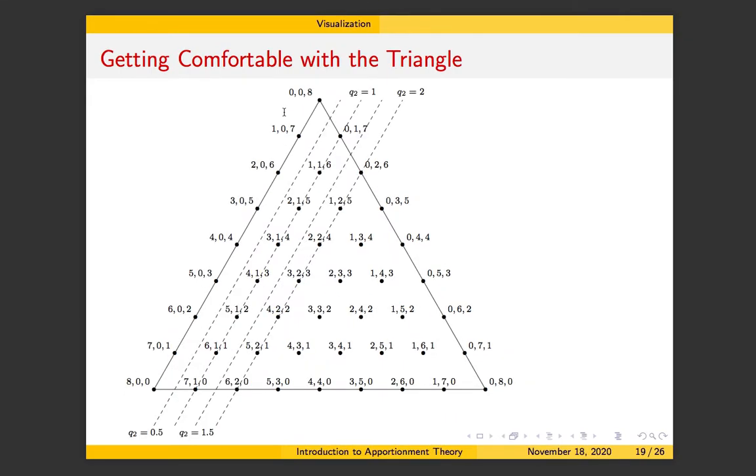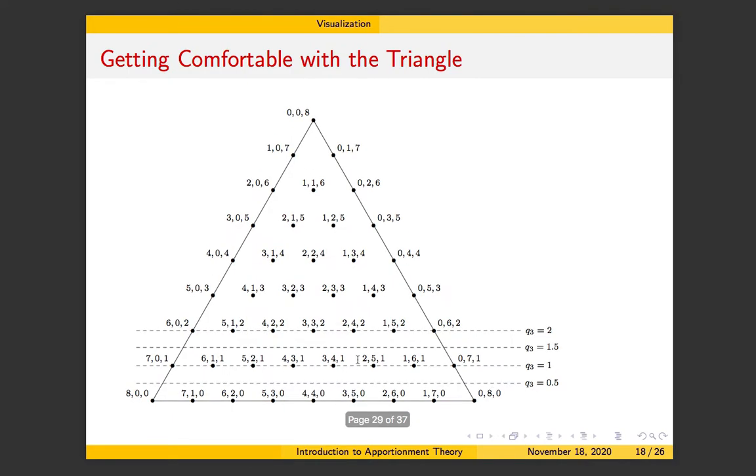Okay, so you can do the same thing with candidate 1 and candidate 2. You just kind of have to tilt your head a little bit. So here's candidate 2's corner down here, where candidate 2 gets everything and everybody else gets nothing. So candidate 3's lines, where quota 3 was held constant, were horizontal. They were parallel to the floor. Okay, but from candidate 2's perspective, what is the floor? It's this edge over here.